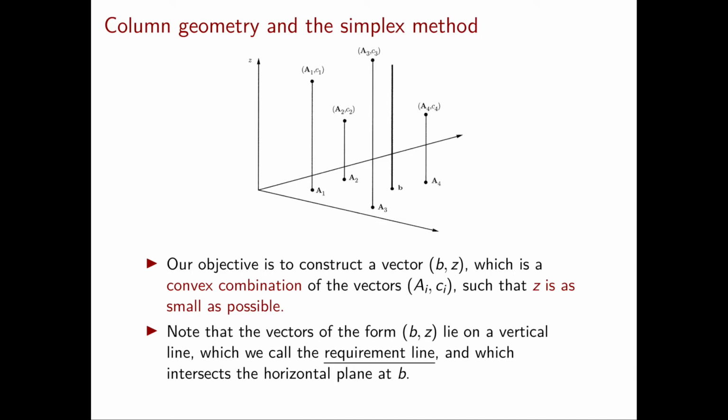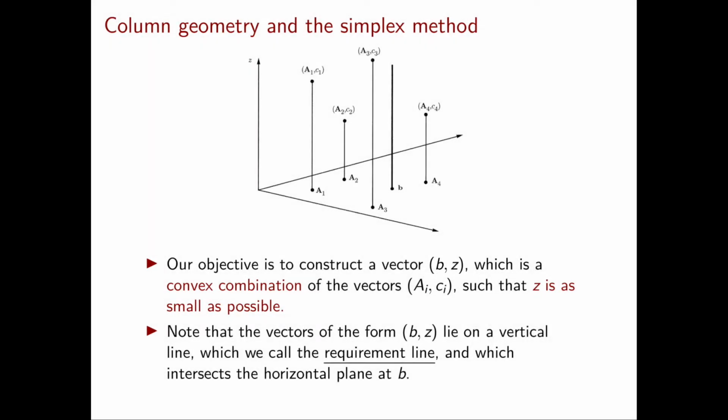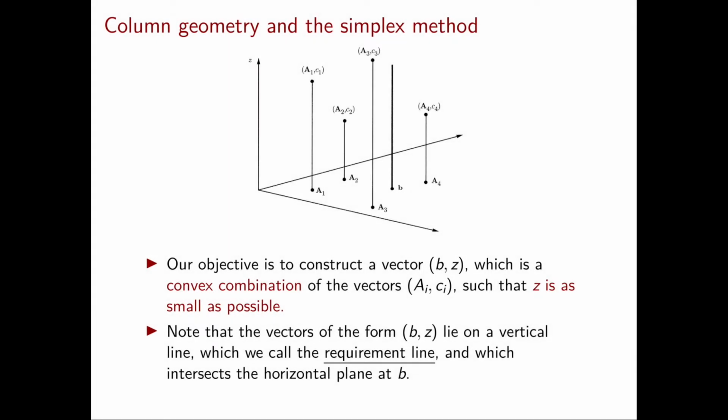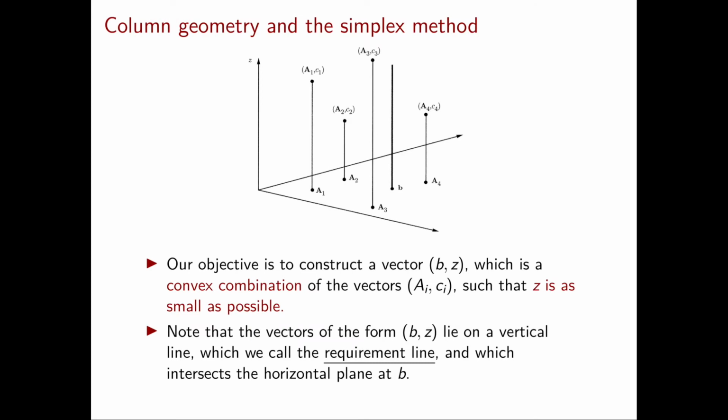We have now understood how to visualize all the points (A_i, c_i), and what about the vector (b, z)? Well, z is a variable, so we're going to visualize instead all the points of the form (b, z) for any z. These points lie on a vertical line, which is called the requirement line. The intersection of this line with the horizontal plane is exactly the vector b.